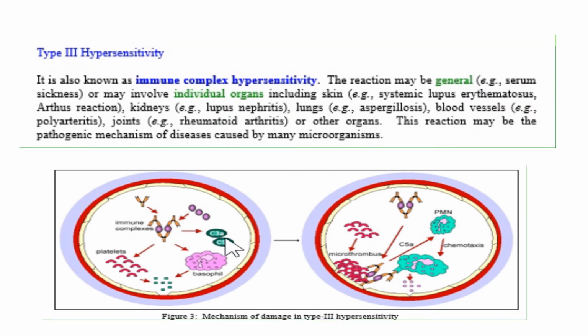Macrophages infiltrate in the later stage and may be involved in the healing process. The affinity of the antibody and the size of the immune complex are important in the production of the disease and in determining the tissue involved.